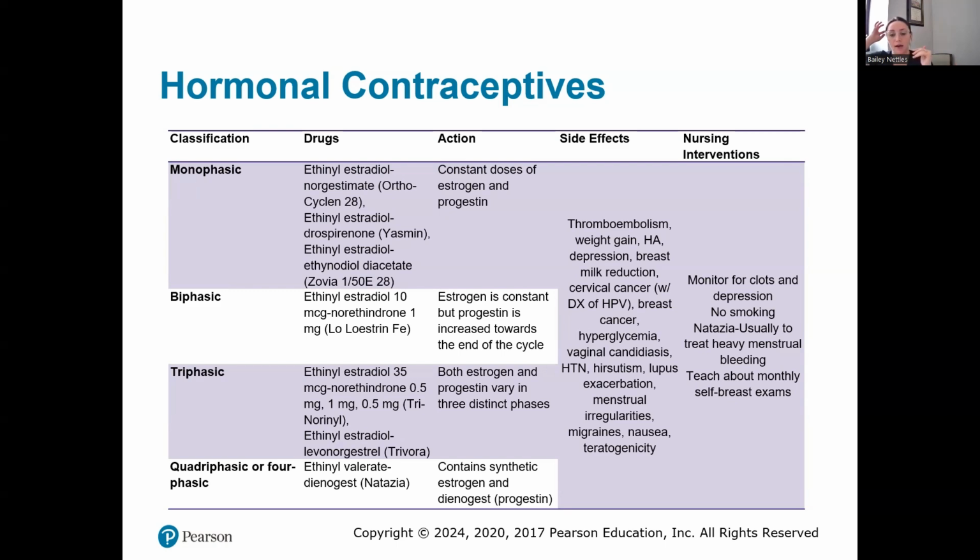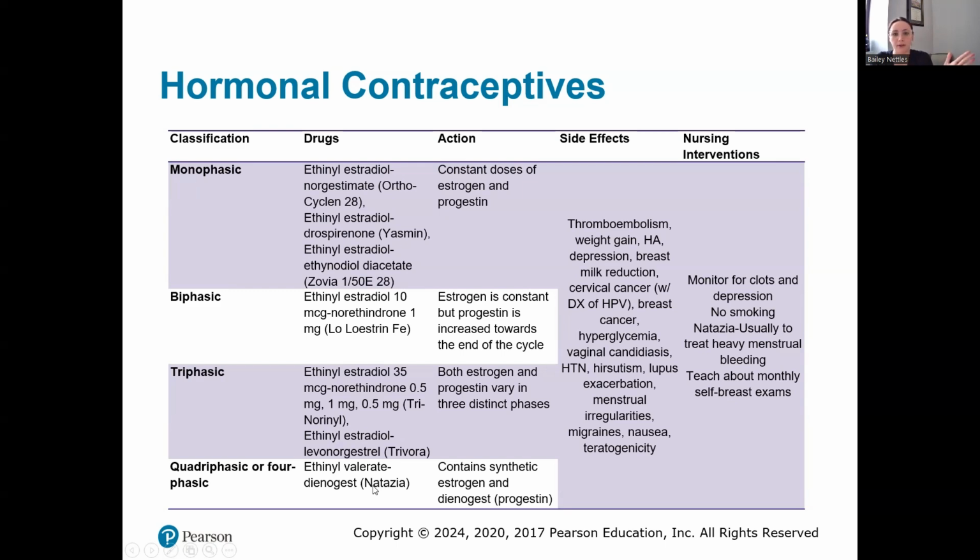Okay. The most important thing to remember is that all of them have estradiol, and they all contain norgestimate, norgestrel, drospirenone, some kind. They all look similar.